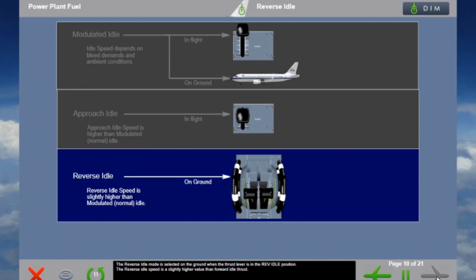The reverse idle mode is selected on the ground when the thrust lever is in the reverse idle position. The reverse idle speed is a slightly higher value than forward idle thrust.